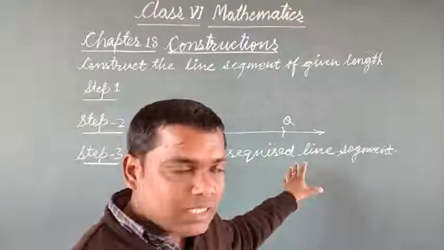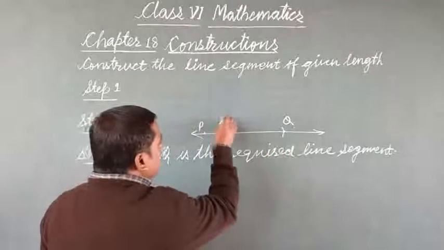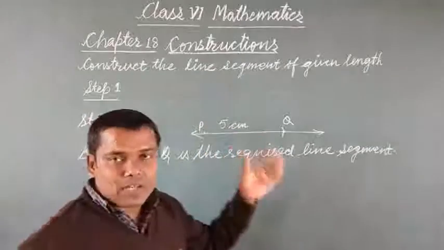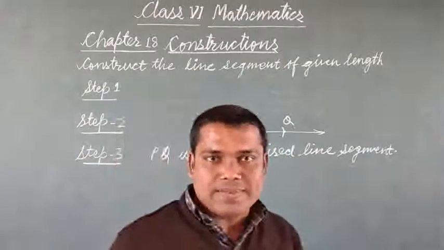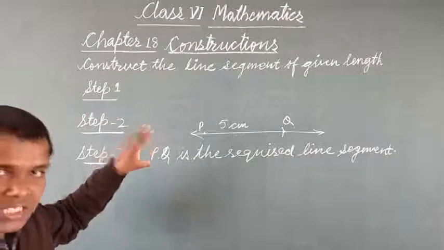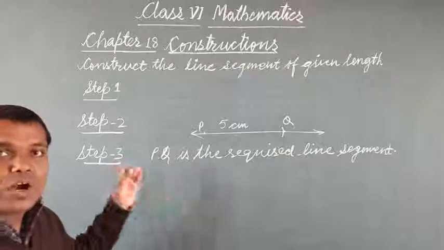Here the length is given, and then we write here, suppose it is 5 cm, then we write 5 cm. Suppose 10 cm, you can draw 10 cm, 12 cm, you can draw 12 cm, etc. So it was the construction of a line segment of given length.